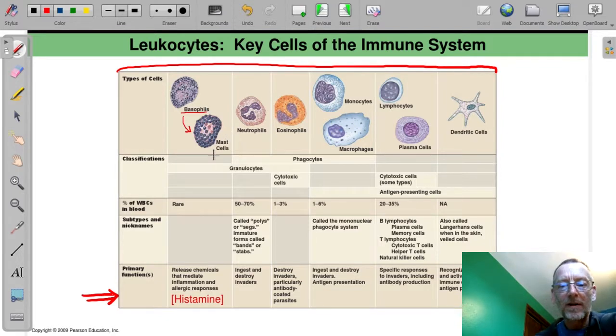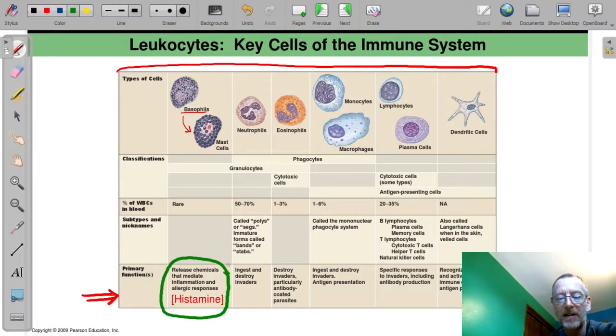So the thing to note with basophils and mast cells is that they release histamine. I'm going to keep coming back to histamine. And histamine is involved with inflammation that we saw previously. Remember that it dilated blood vessels, and it's involved with allergic responses that we'll see also.